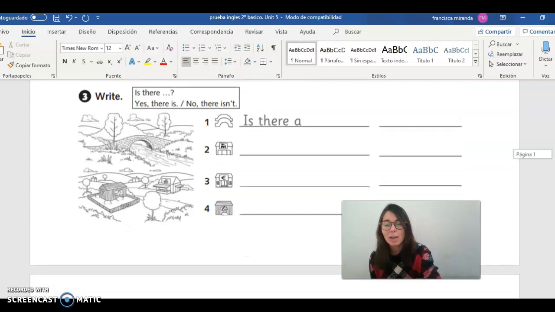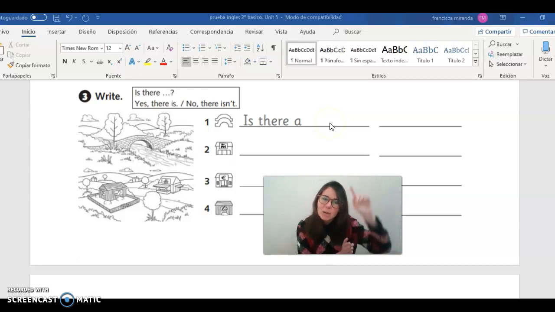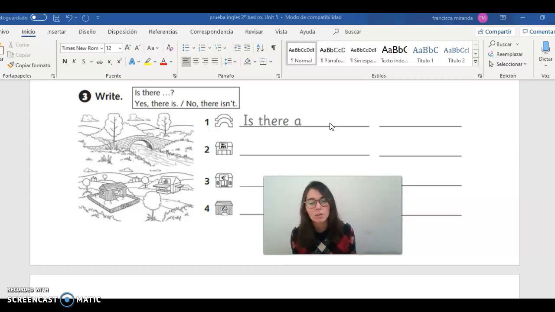Here, you're going to write questions and answers. So you have half of the information and you need to complete. So number 1 says, is there a... ¿Sobre qué vamos a preguntar? ¿Qué sale ahí en ese dibujito el número 1? Is there a... bla bla bla, question mark. Hacemos el signo de interrogación. Yes, there is. Or no, there isn't. Y ahí ustedes tienen que responder correctamente, de acuerdo a esta imagen que vemos aquí.